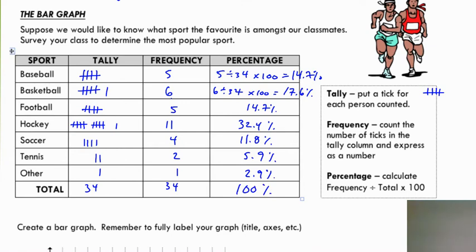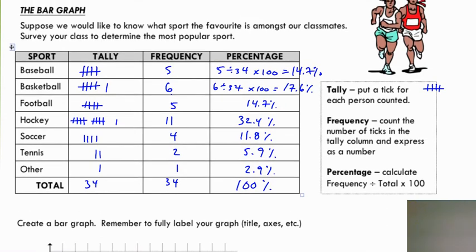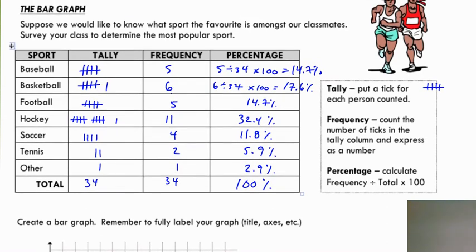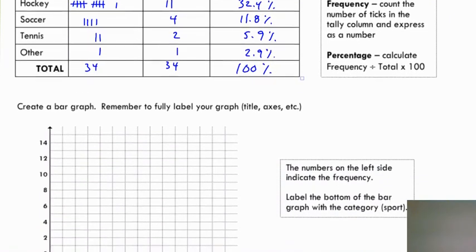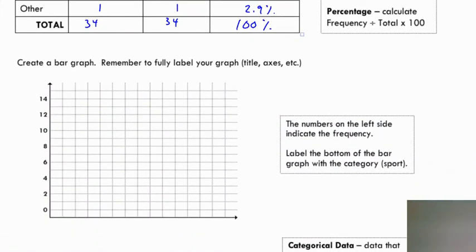All right, so we have broken this down now. That's not a bar graph, that's a data table, and we're going to convert it to a bar graph. The nice thing is we already have a grid to use. Create a bar graph. Remember to fully label your graph. On here, you would want to have the frequency.